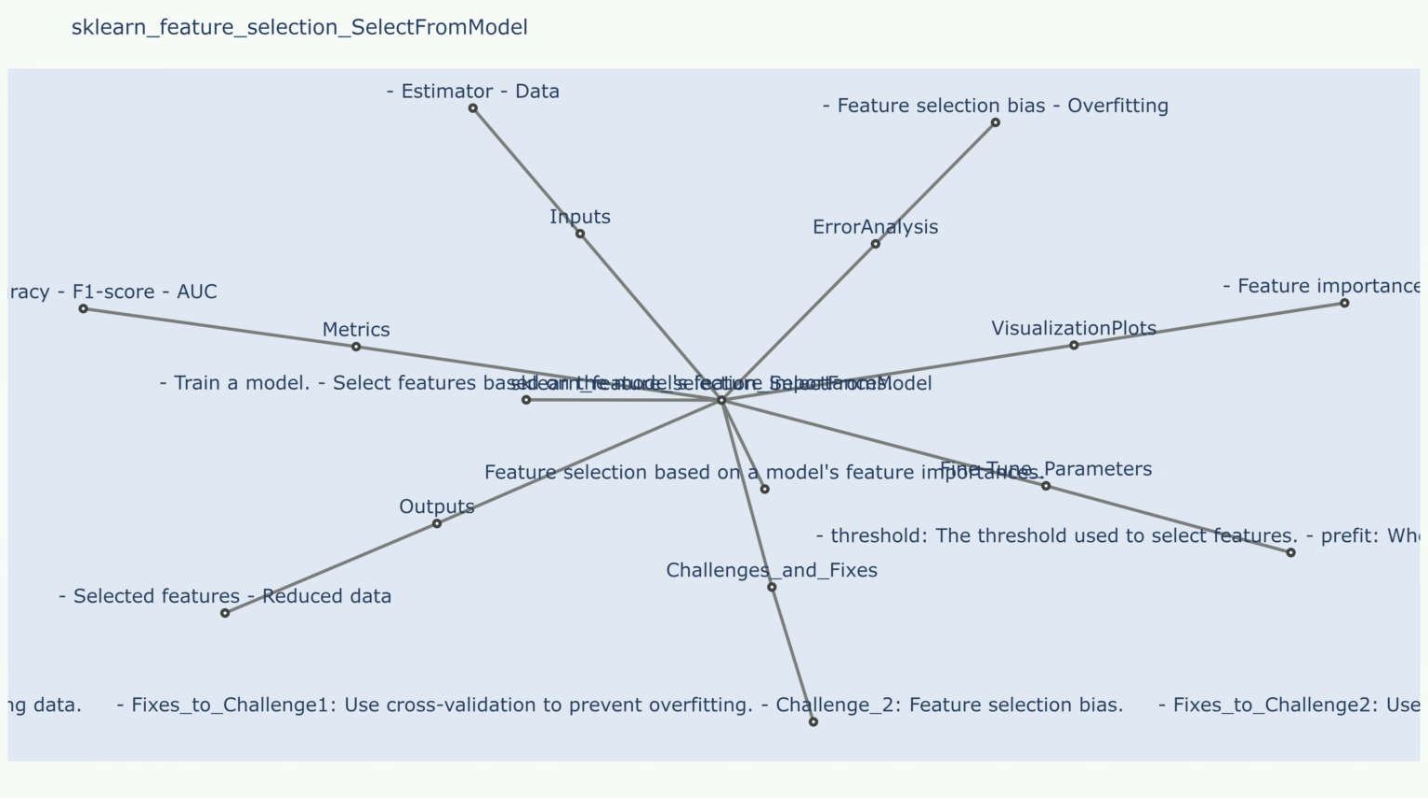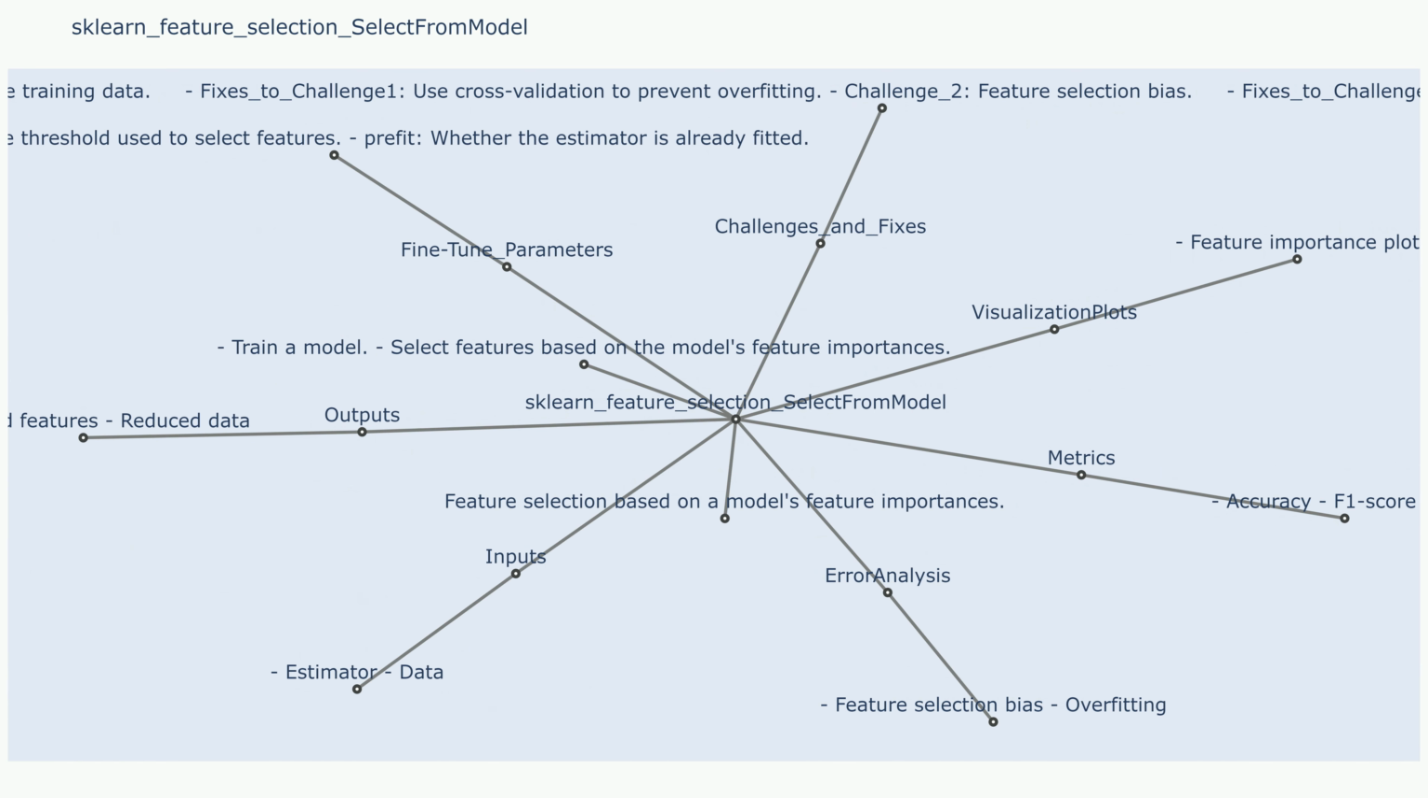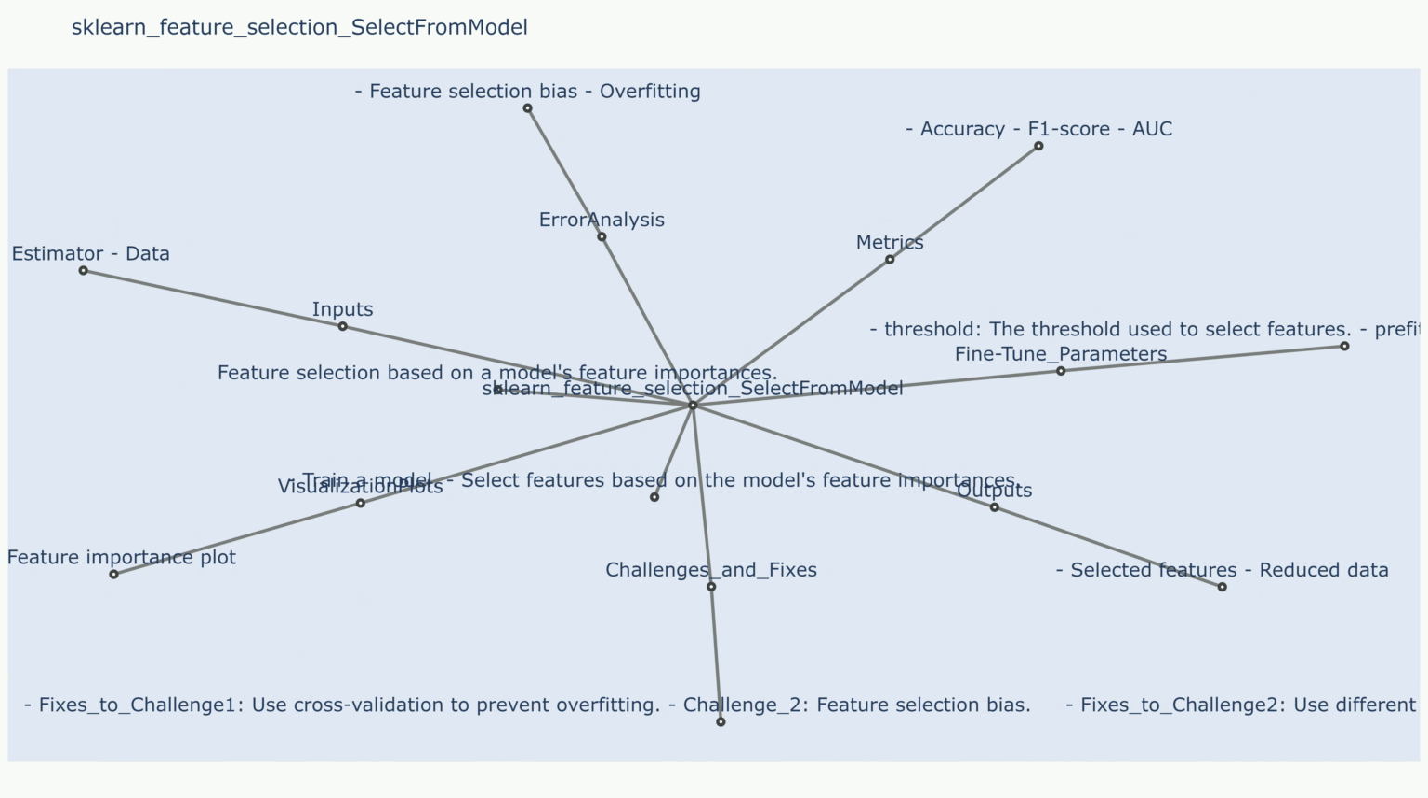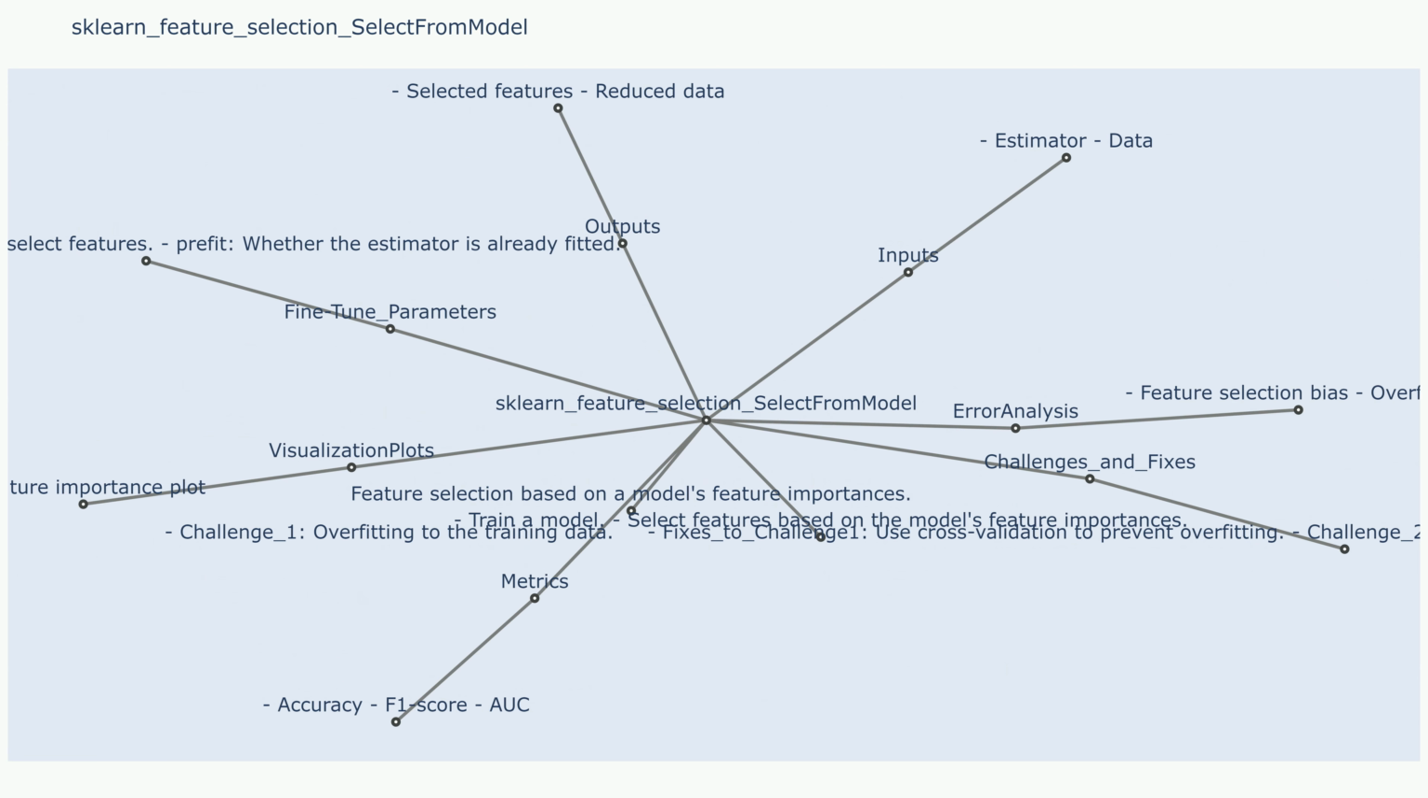Steps. Train the estimator. Train the chosen machine learning model on the training data. Feature importance evaluation. The model will assign an importance score to each feature based on its contribution to the model's predictions. Feature selection based on the threshold specified. Features are selected. The threshold can be set as a specific value or a percentile like median or mean, or auto, which calculates the threshold based on the distribution of feature importance scores.